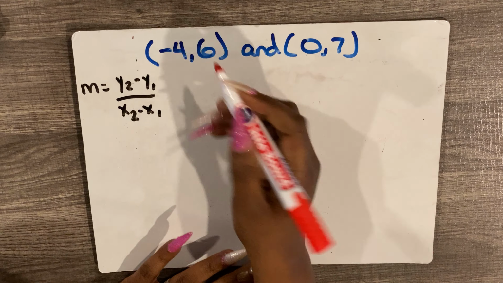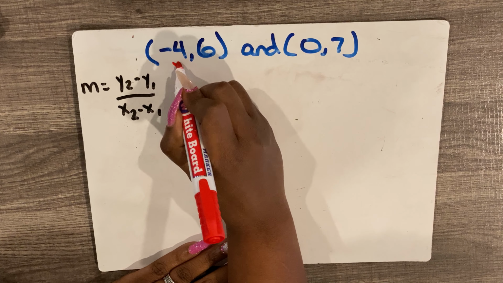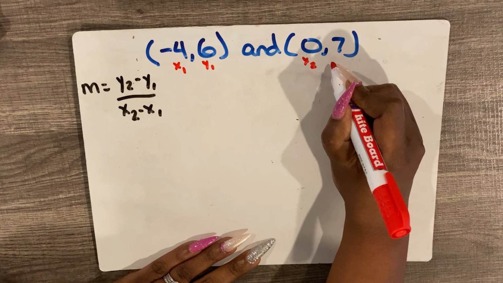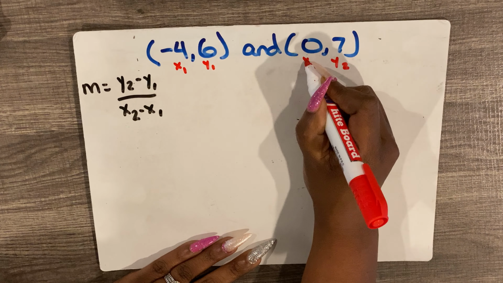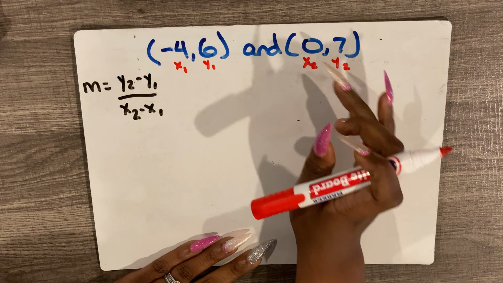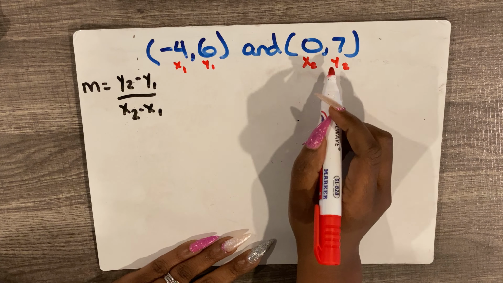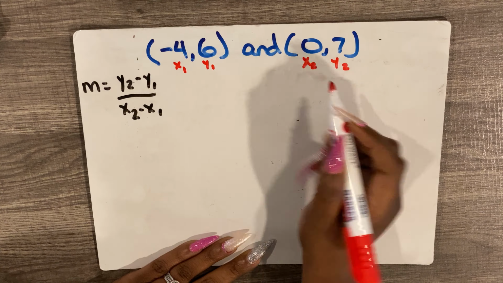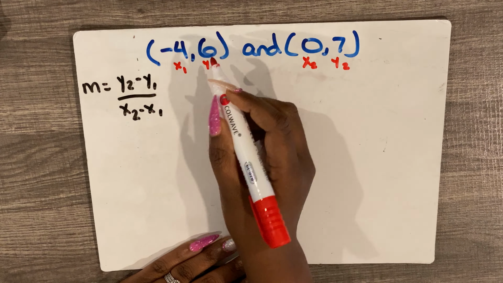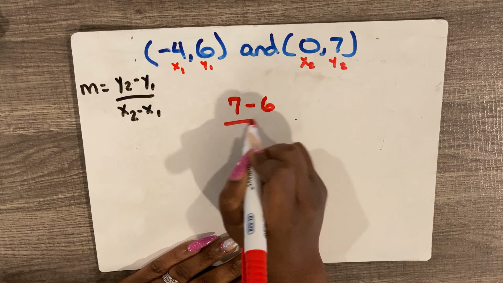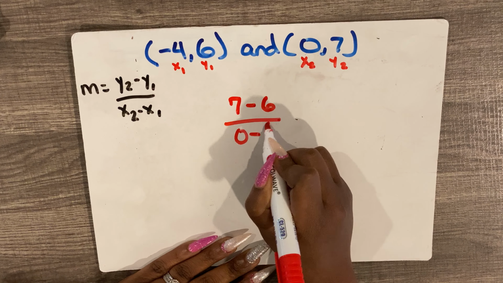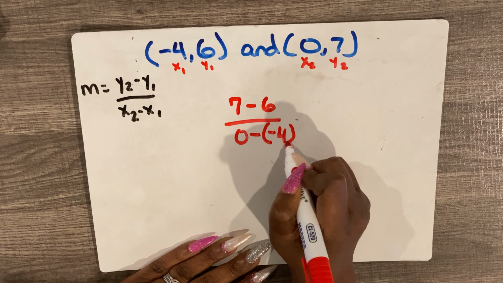So I'm going to take my points and label them: x1, y1, x2, y2. Make sure that looks like an x. Okay? So, based on the formula, I'm going to do 7 minus 6, divided by 0 minus 4.